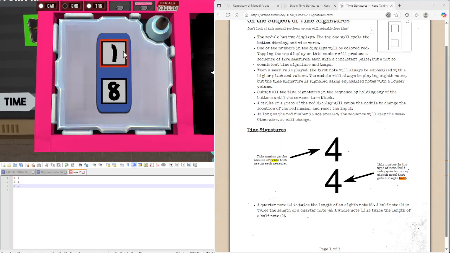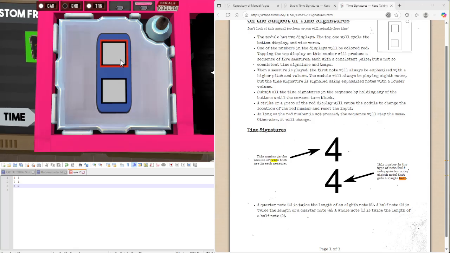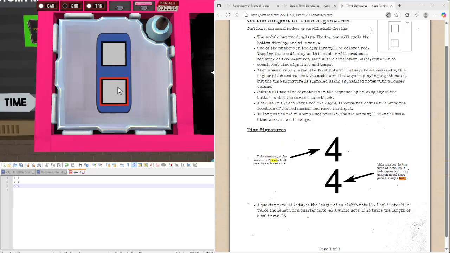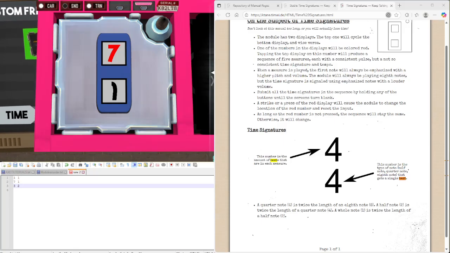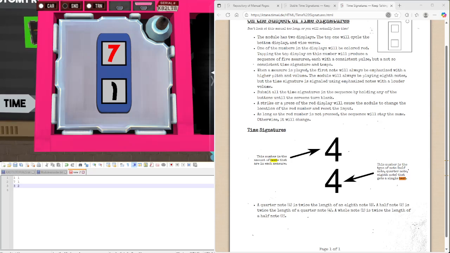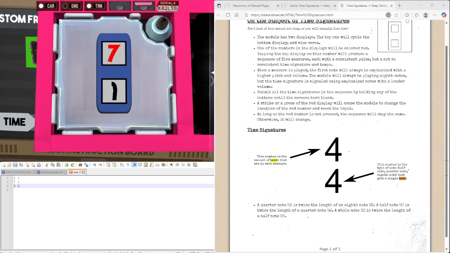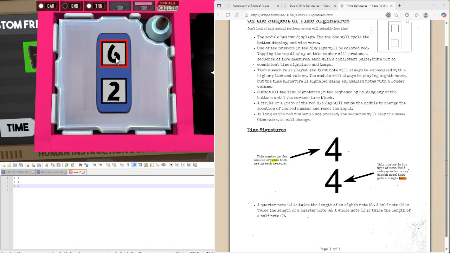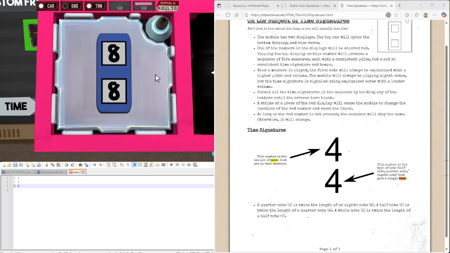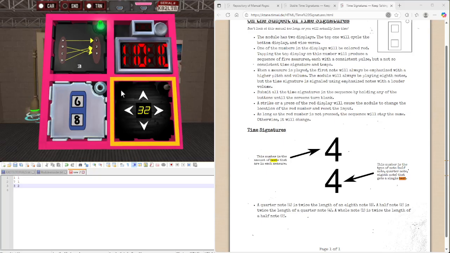Well, first of all, of course, I have to see if this one's right. Yes. And then the question is, is this going to be 3 or 2? Let's go 6 to begin with. If not, we'll try 3. Okay.